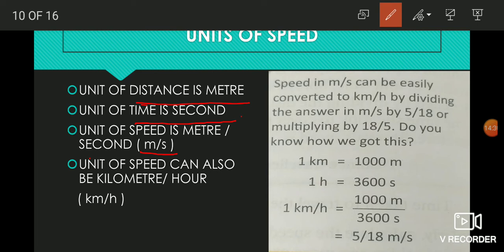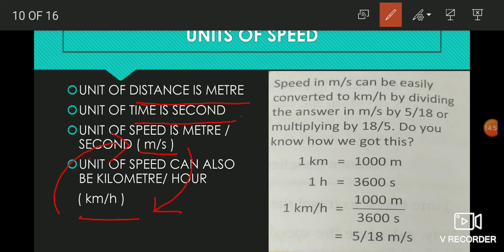This is for short distances. You can express the units as meters per second. But if you're traveling large distances, say from one city to another, this will be too small a quantity. That time you use this unit, kilometers per hour. You can change meters per second to kilometers per hour or kilometers per hour to meters per second. It can be done.